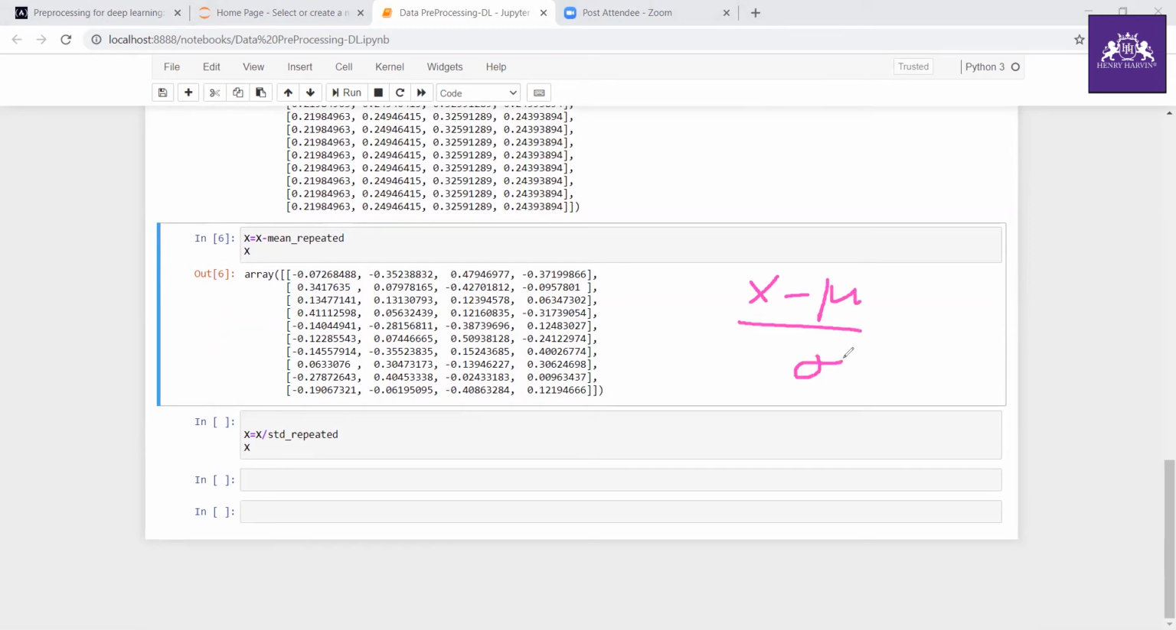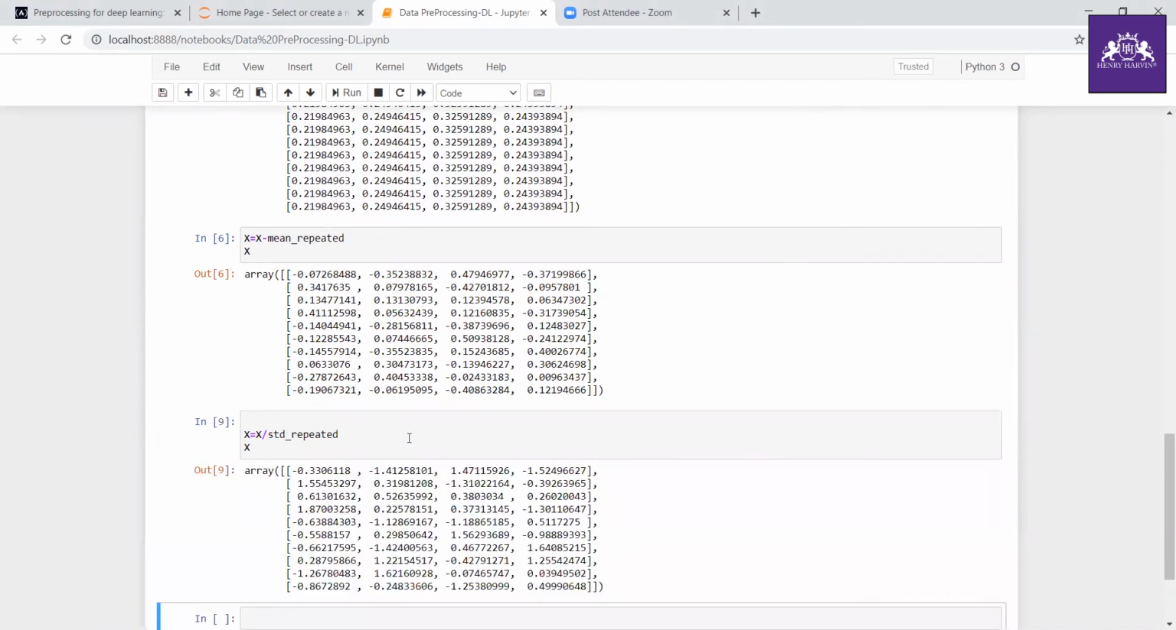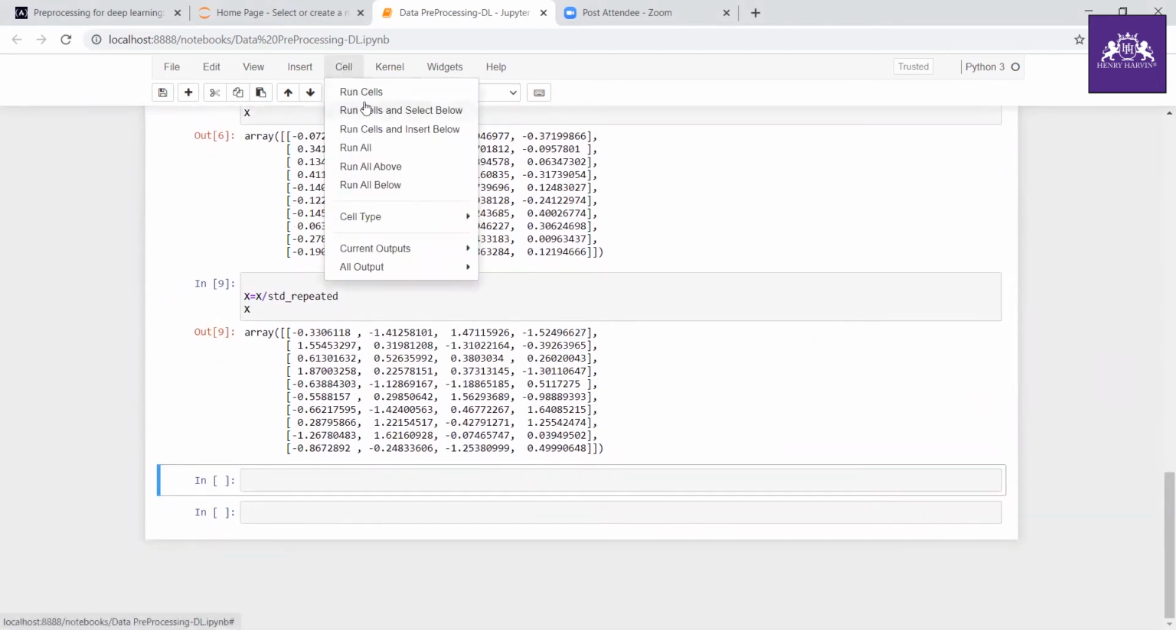Yes, we know that, right? So this is not new to us. We have studied this in machine learning, right? So the same concept, I'm applying it over here. So you can see that x, what is the x actually? X is nothing but x minus mean underscore repeated, which means what? X minus mu, right? So x minus mu divided by sigma, right? So this is what I got as the output.